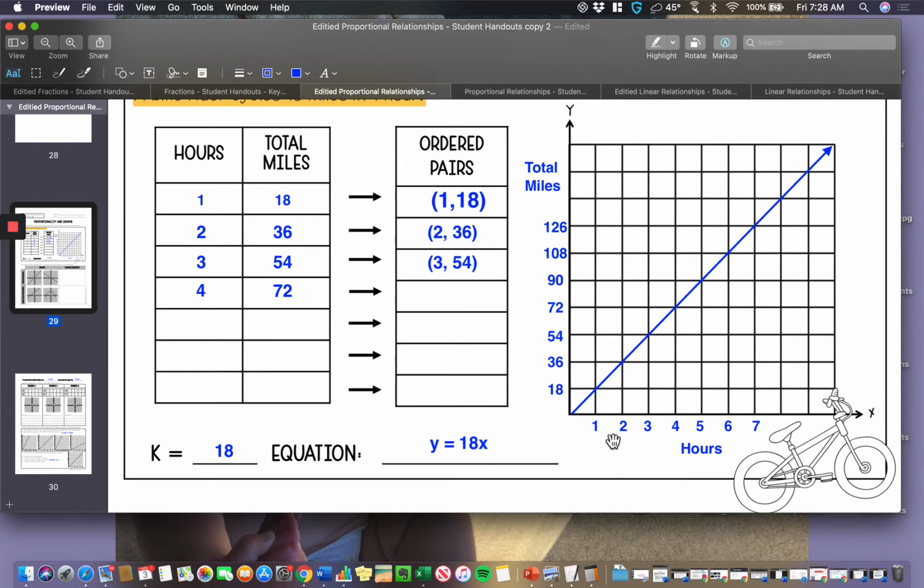Now my constant is 18, but I can multiply 18 by my x. So x is 1 times 18 will give me y, which was 18. If I had 2 on my x, I could do 2 times 18, which would give me 36, and 3 times 18 to give me 54. So I can replace this x with any number on my x line.